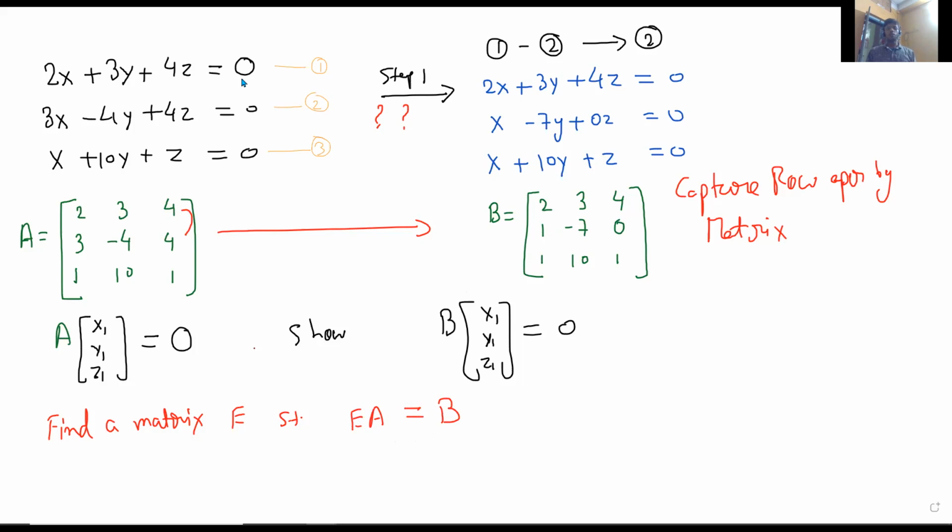Before someone tells how to find the E, do you understand that if you find the E, then the job is done? Or if you can show that there is such an E, then we are done. Because A times (x1, y1, z1) equals 0, which is what we have here. That will imply that E times A is also equal to 0, which is basically B. So then we'll be done.